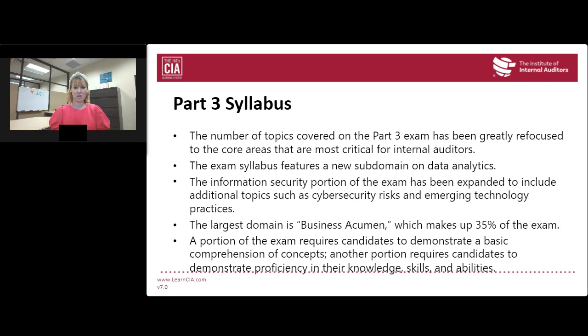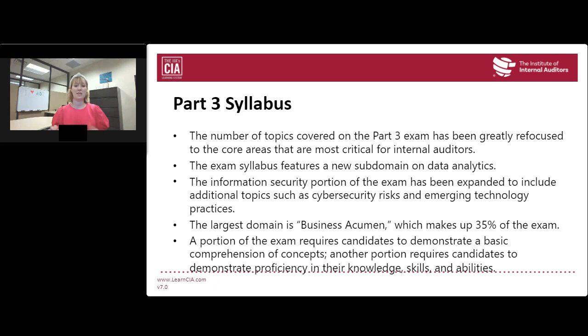A portion of the exam requires you to demonstrate a basic comprehension of concepts, but some of the exam questions will require you to demonstrate proficiency in your knowledge, skills, and abilities. And when we talk about demonstrating proficiency, what we mean by that is that you can apply the knowledge conceptually. You can apply it in real-world situations or in case studies. So you can't just memorize the content. You have to also be able to apply it and show that you could use it in your work.